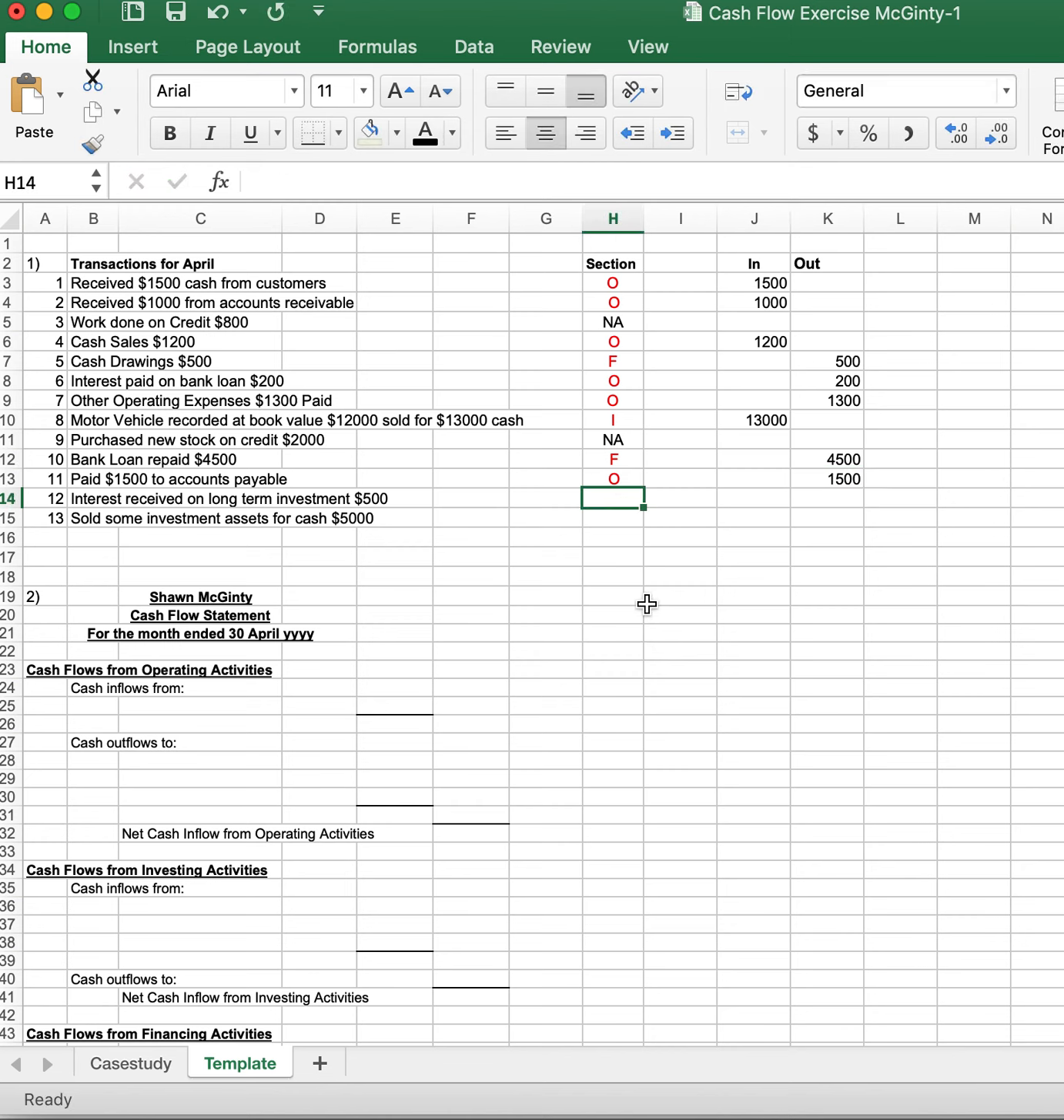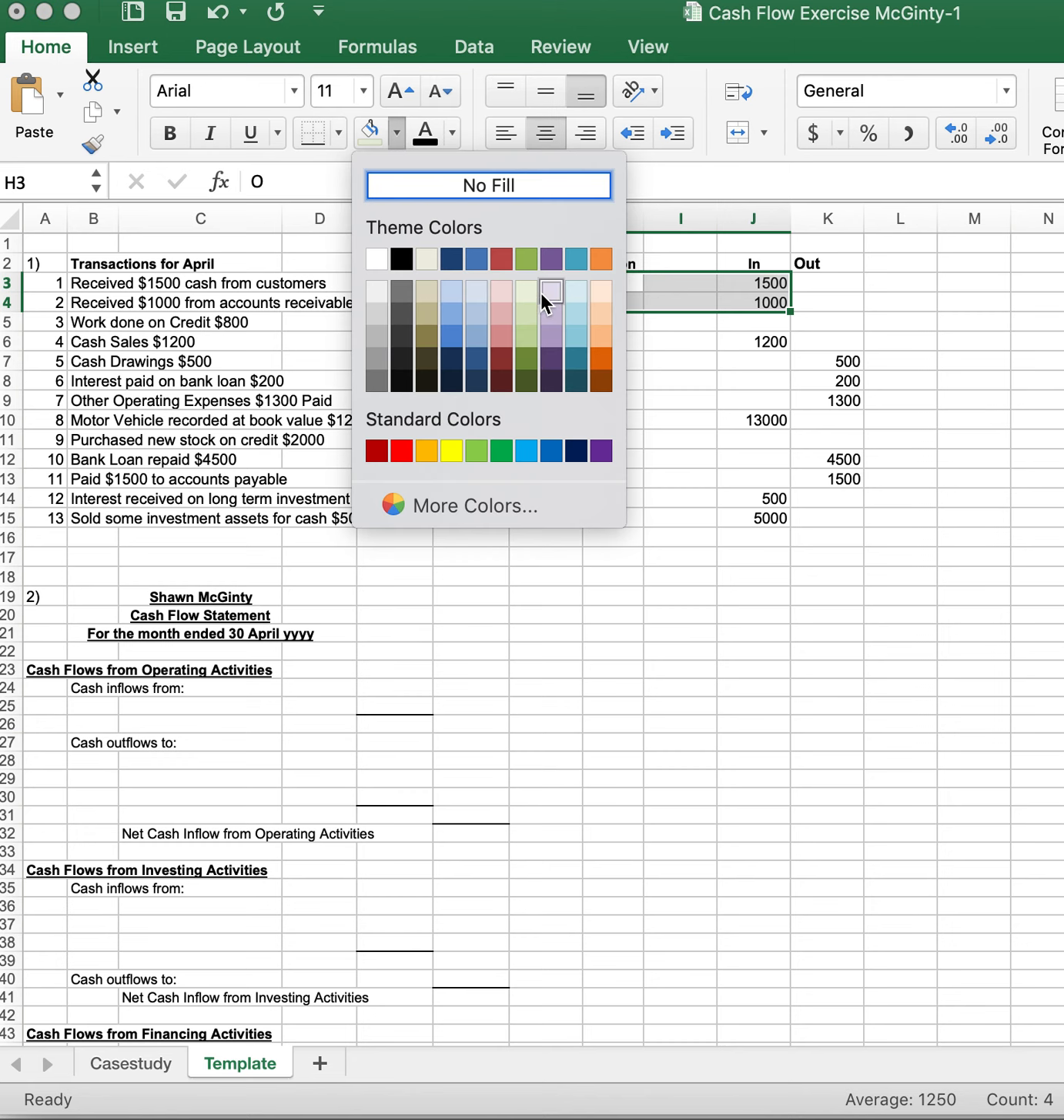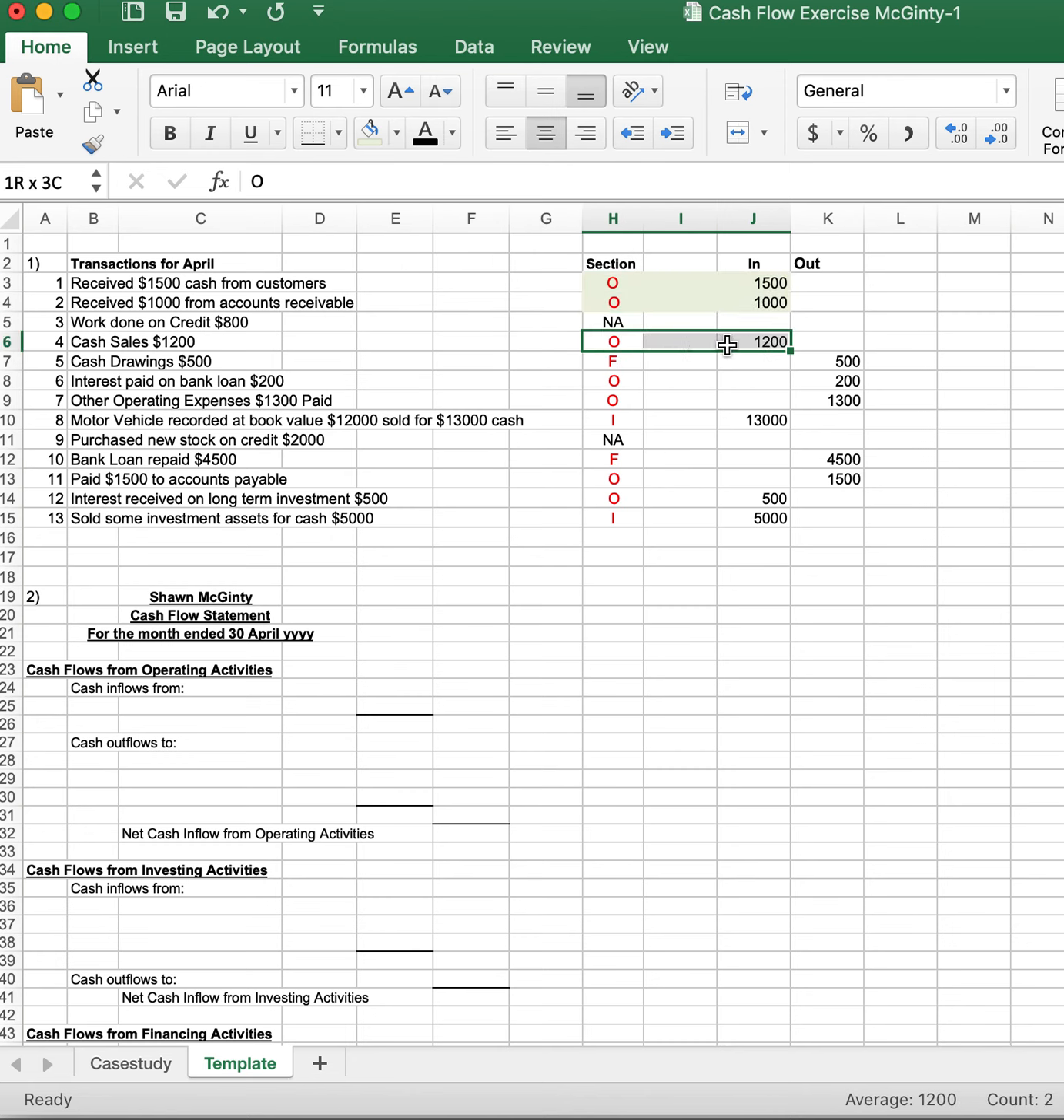Then we've got interest received on a long term investment, so we've received it. We'll keep it consistent: since we're putting interest paid into operational, we're going to put interest received into operational as well. Money in, $500. Sold some investment assets for 5,000. Investments have given us the answer. It's money in and it's 5,000. So we've got those in. These are my operational ones, which are the lion's share. There's operational, there's operational.